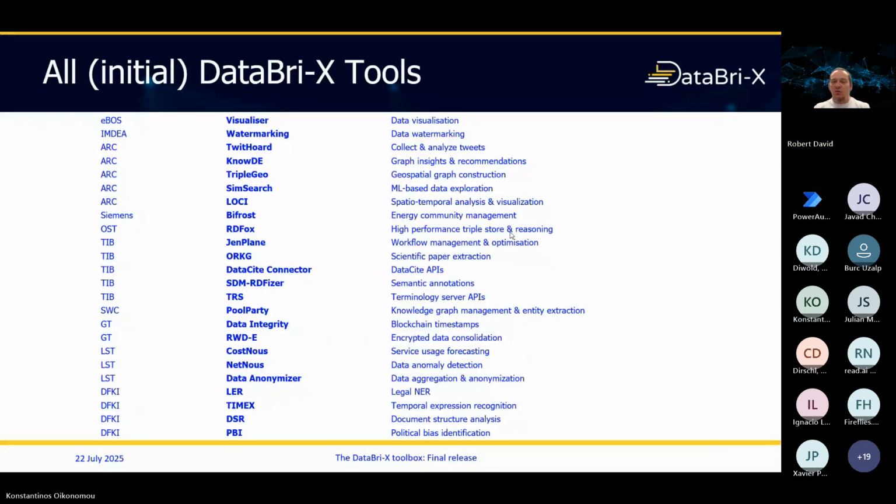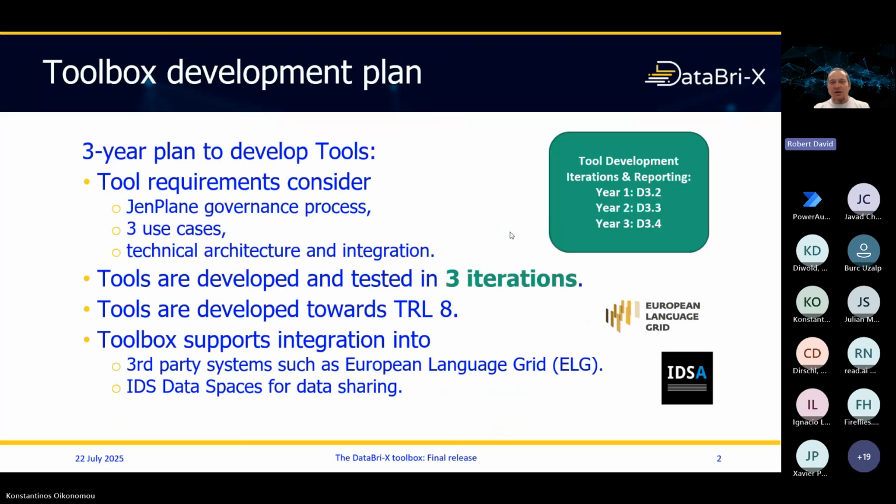So the tool development delivered 3 iterations of the whole tool set, one for each year. And we also aimed to bring them up to technology readiness level 8 at the end of the project, which is now. And also further integrations, we already heard a bit about data spaces and how the toolbox should be used in data spaces. And we also integrated with the European language grid.